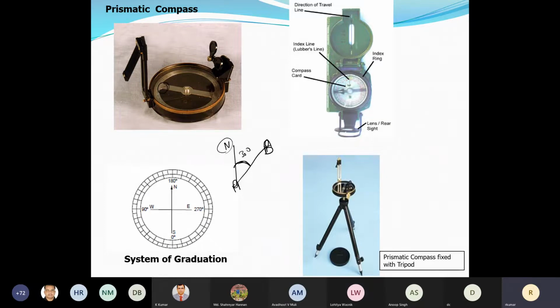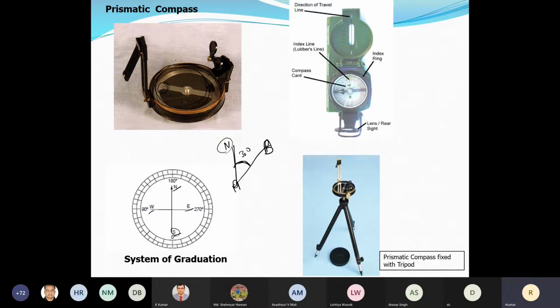If you see the system of graduation on this graduated scale, this is north, south, east, west, and it is very interesting to know that the 0 is marked at the south side. I will ask you why it is so. Remember, if you see through this eye slit, your south is marked at 0. And if you are sighting the north, then what is rotating? The outer circle of this prismatic compass will rotate.